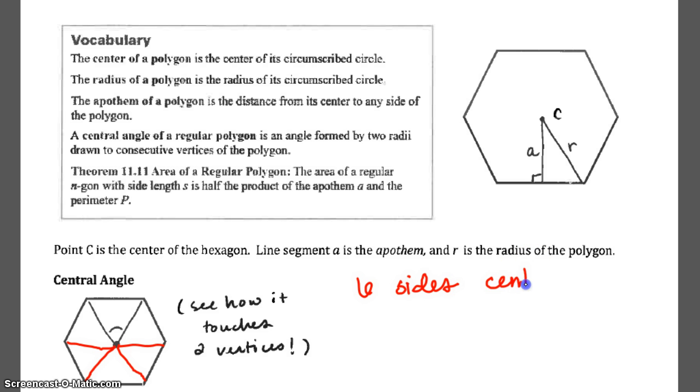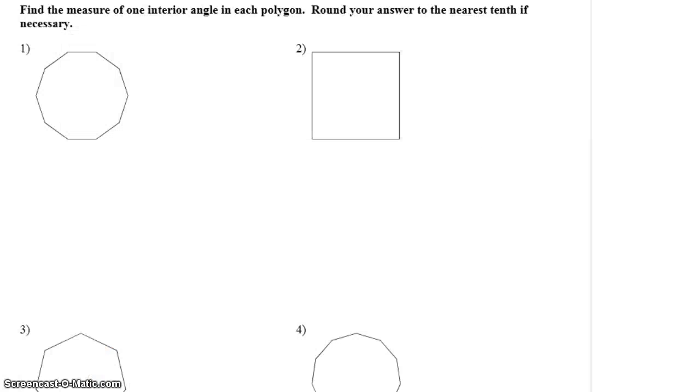the central angle is going to equal 360 divided by 6, which is 60 degrees. Okay, if you have a 5-sided polygon, you would do 360 divided by 5. If you have a 7-sided polygon, you would do 360 divided by 7, and so on and so forth. Okay, so we're going to start with some examples here.